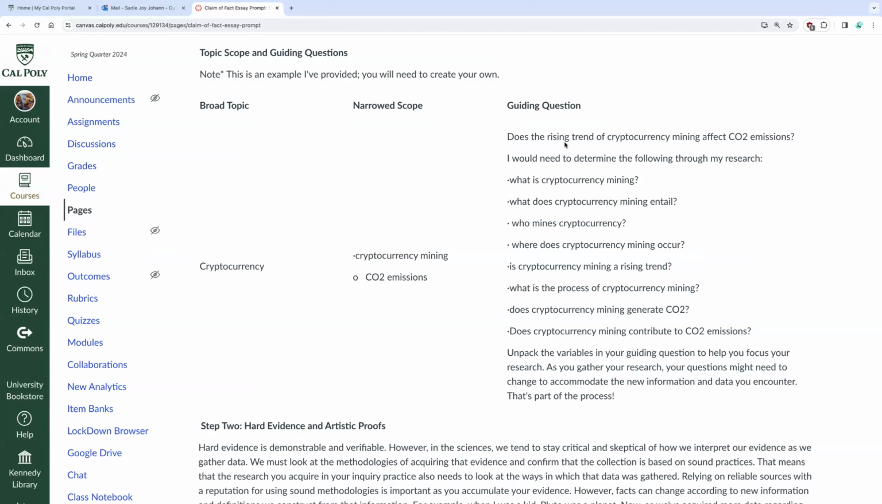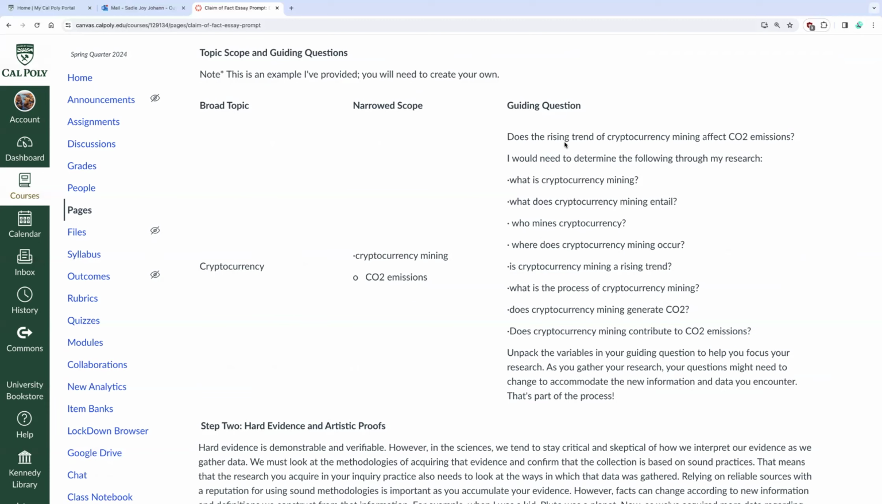And if I could go through and look into all of those things, then I can make a claim of fact. I can either say the rising trend of cryptocurrency mining does affect CO2 emissions, or my answer could be the rising trend of cryptocurrency mining does not affect CO2 emissions, or my claim of fact could be sometimes it does and sometimes it doesn't. So the point is, once you find the answer to that question, that's your claim. And so you have to start with the curiosity, right?